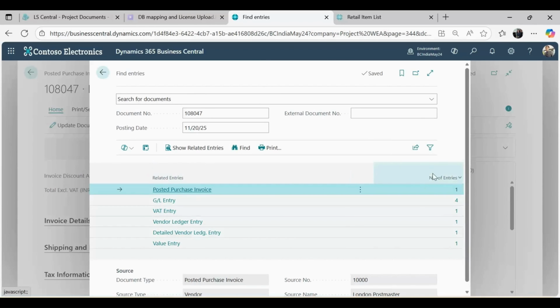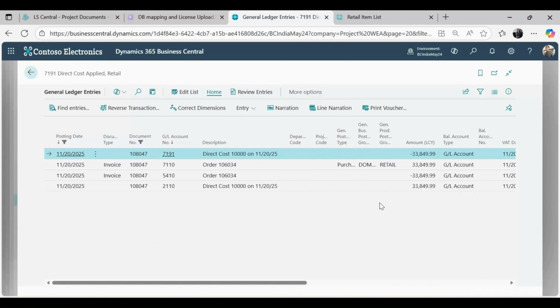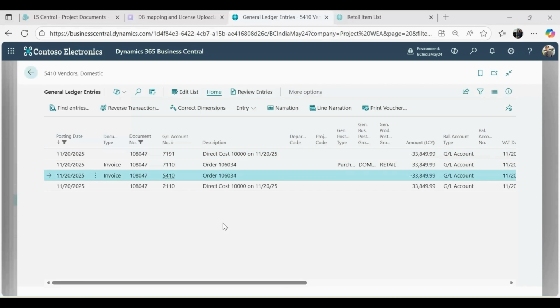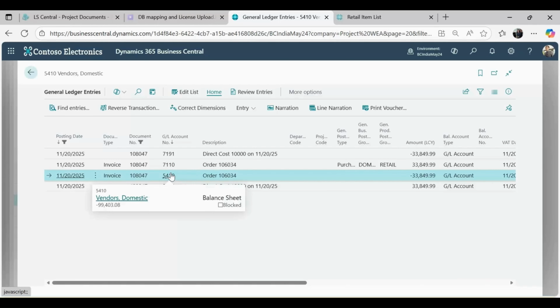At this stage, GL entries are created. This is the most important step from the accounting perspective. When I post the vendor invoice, Business Central performs two separate accounting actions. The first entry is the standard accounting entry that records the vendor invoice. Your purchase account is debited by rupees 33,849.99 and your payables account is credited by the same amount. This entry tells the system that we have made a purchase and we now owe the vendor.